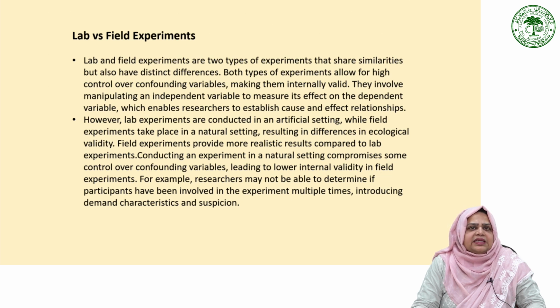One key difference between lab and field experiments is the setting in which they take place. Lab experiments occur in controlled environments while field experiments happen in real world settings. This distinction impacts the ecological validity of the results. In lab experiments, researchers have more control over variables, making it easier to manipulate and measure them. However, this controlled environment may not accurately reflect how people behave in everyday situations.